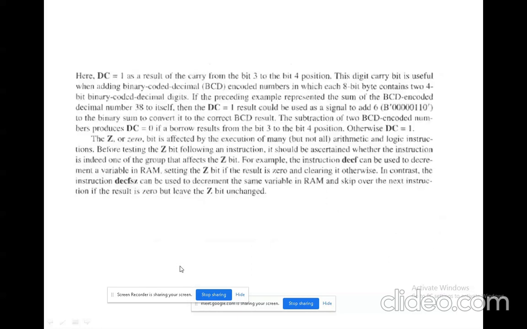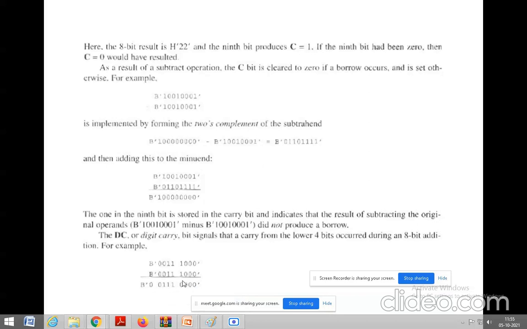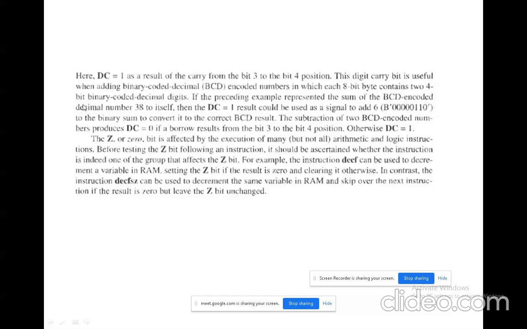So when you add like this, they have given the example here. When you add like this, there are 4 bits, okay? In the fourth bit, when you add 1 and a carry comes, your DC bit in the status register will be set as 1. Okay, that is given here. And then DC will be set as 1.